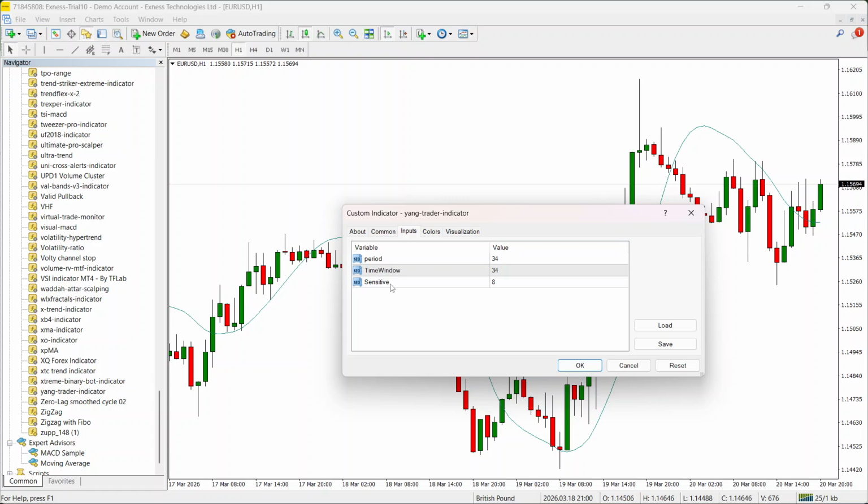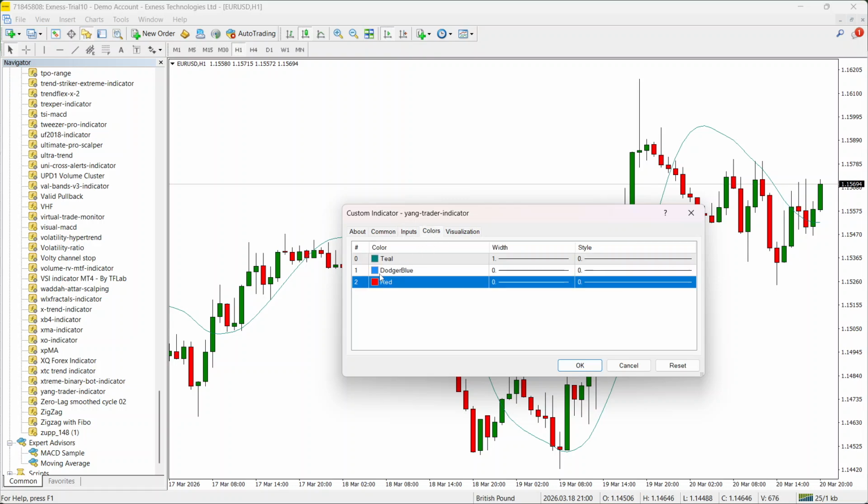And finally, we have the sensitive parameter that fine tunes how responsive the line is to fluctuations. A higher sensitivity makes it react more quickly, with more frequent slope changes, and lower sensitivity makes it smoother and more selective. And you can also adjust the color of the line.